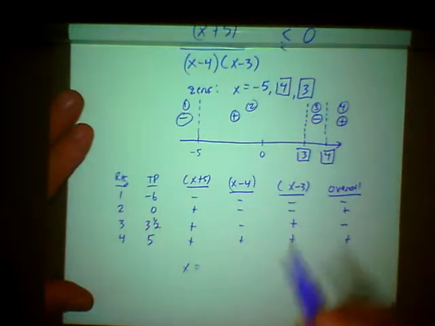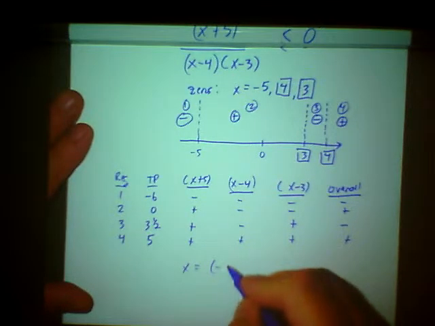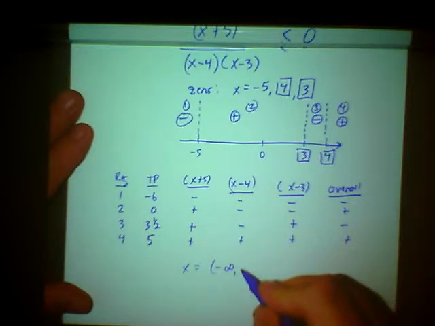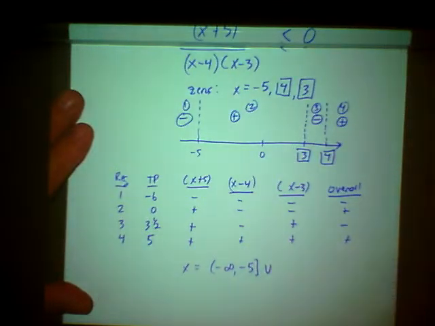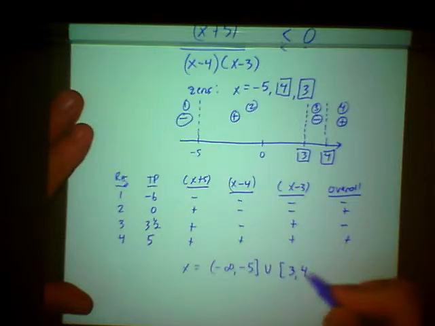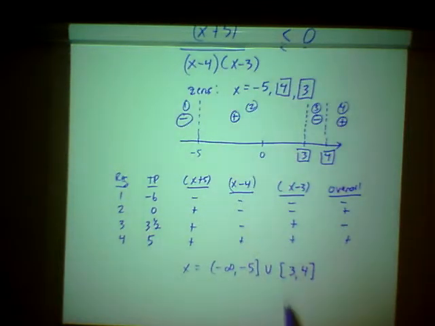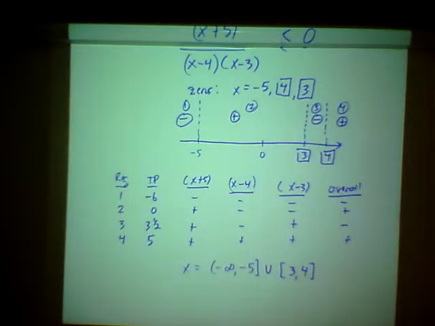So you would think, since we're including the zeros, region 1, I would say negative infinity to -5 with a bracket. And I'm going to union it with region 3, which goes from 3 to 4 with brackets. So this is what you would think at first glance, since it's less than or equal to 0. So it's like we're including the boundary points. But you know what? Let's think about this.